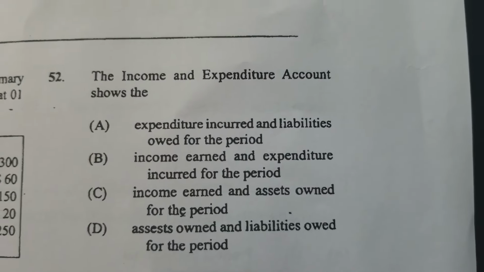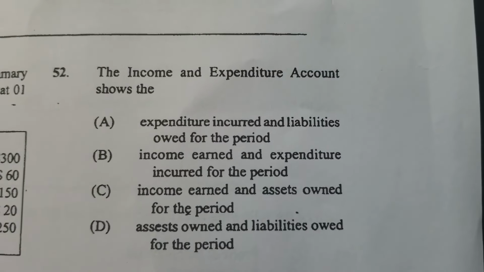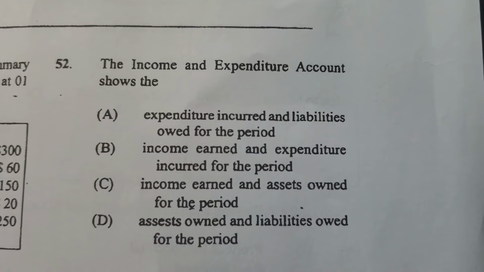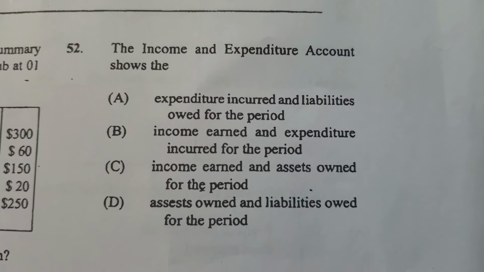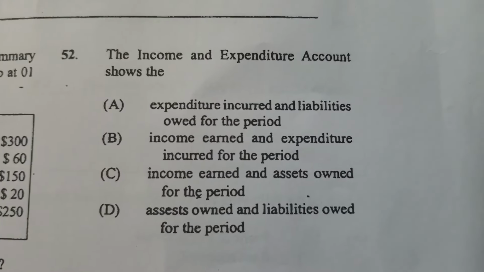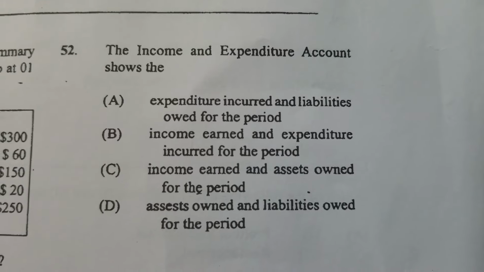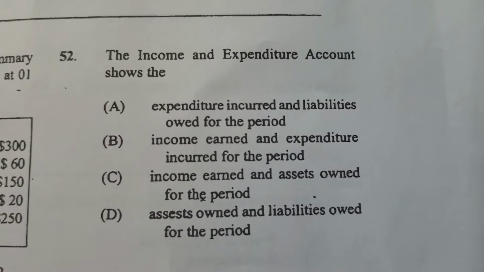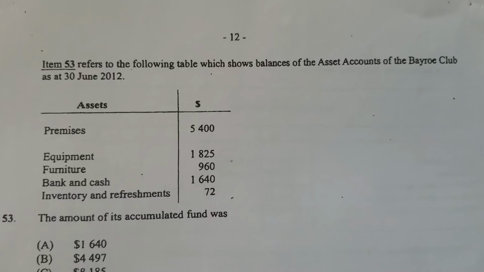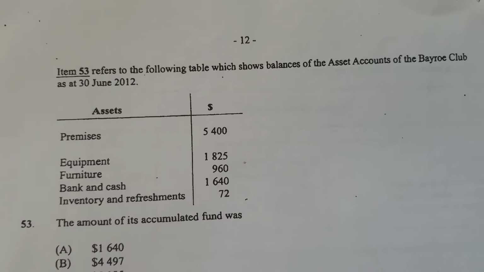52 says, the income and expenditure account shows, and our answer is income earned and expenditure incurred for the period. Yes, that is our answer, B. Okay, so now we are at question 53.